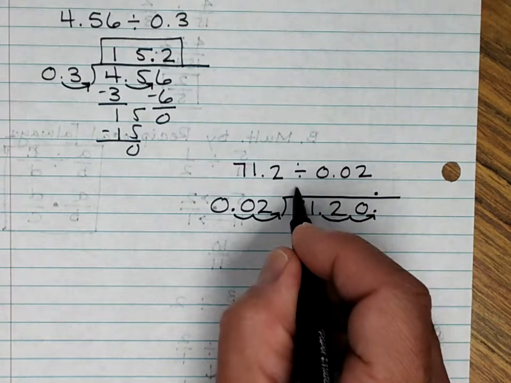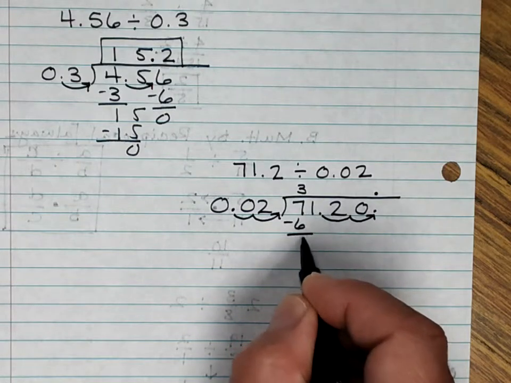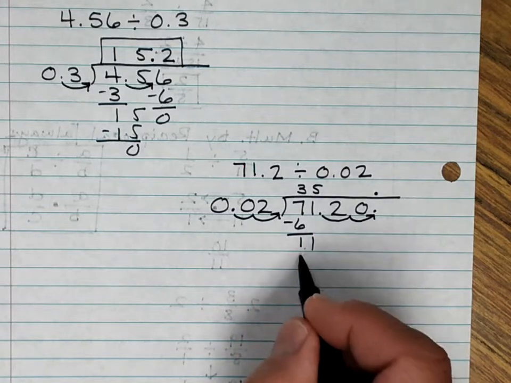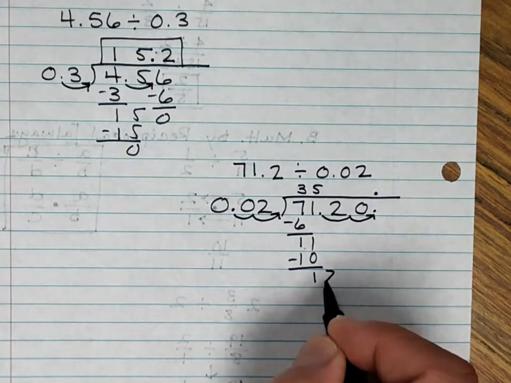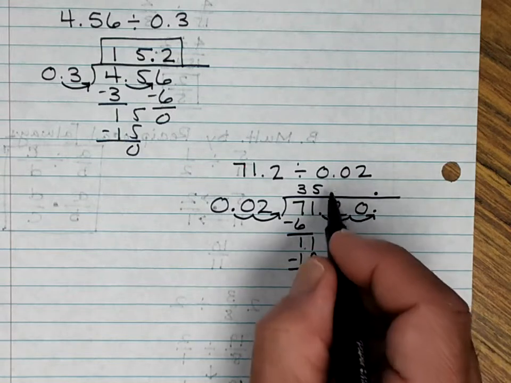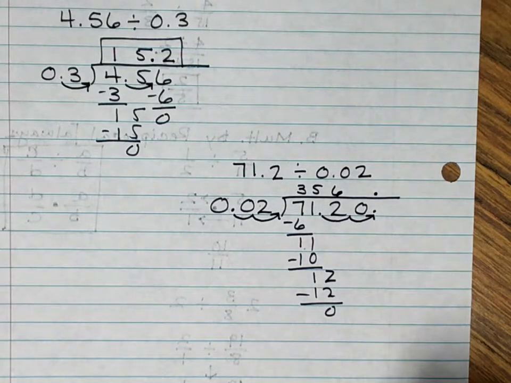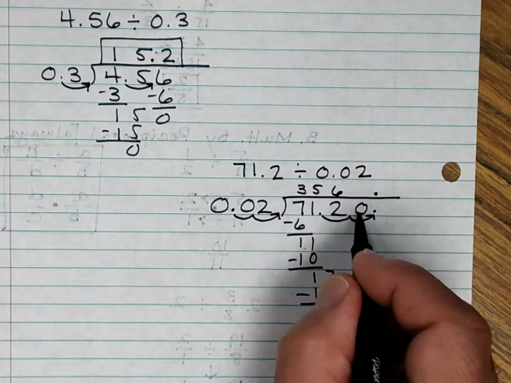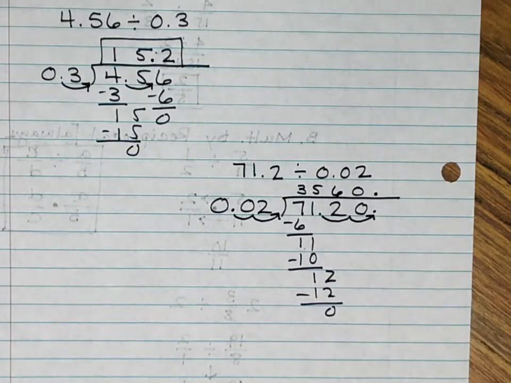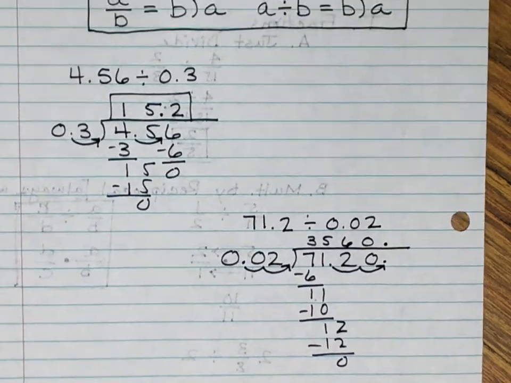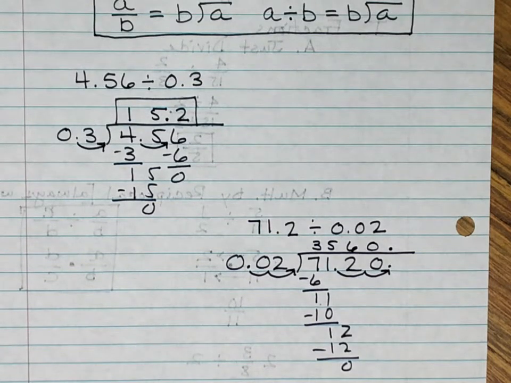2 into 7. 2 into 11. 2 into 12. And then the most important part of this, 2 into 0. So the answer is 3,560. I didn't spend a lot of time talking about how to divide with decimals because this is a review. Hopefully the video helps you with your homework.